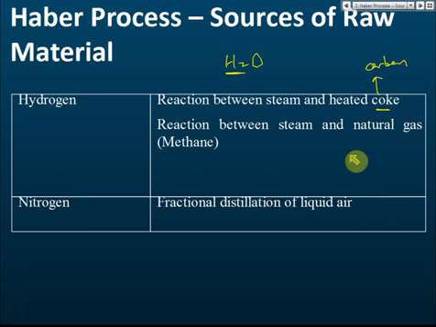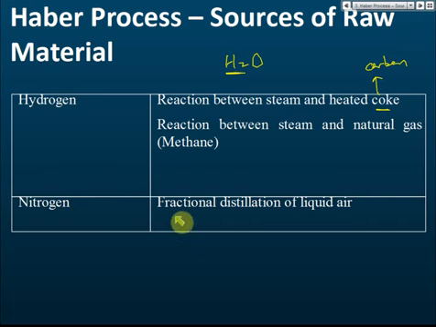What you need to know is we obtain hydrogen from steam, either from the reaction between steam and coke, or the reaction between steam and methane. That's all. This may be asked in the exam: the sources of raw materials, the sources of hydrogen and the sources of nitrogen.